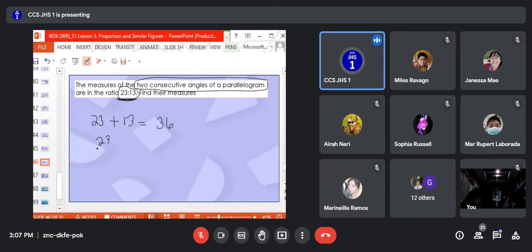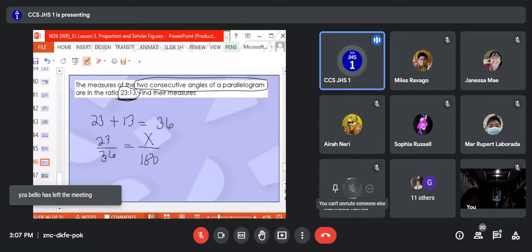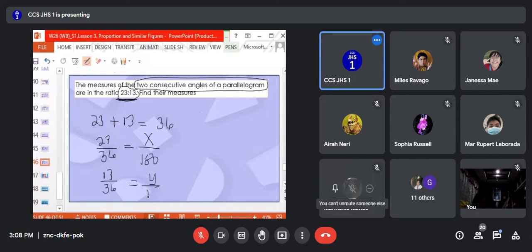So 23 over the total number of parts is equal to the unknown angle over the total angle. And to solve for the other one, 13 parts over the total number of parts is equal to the second angle over 180. That is one solution.